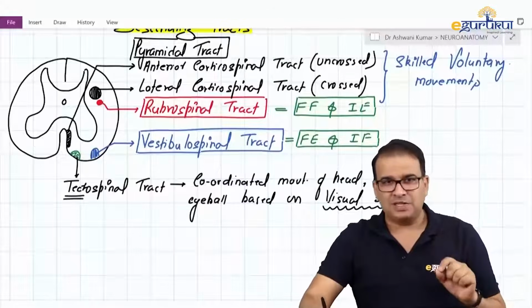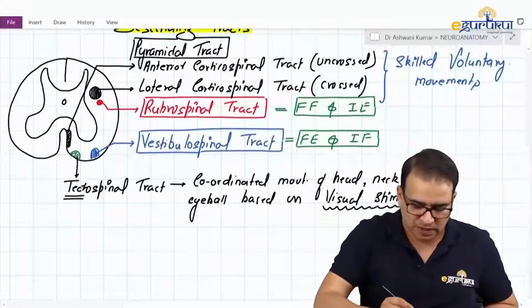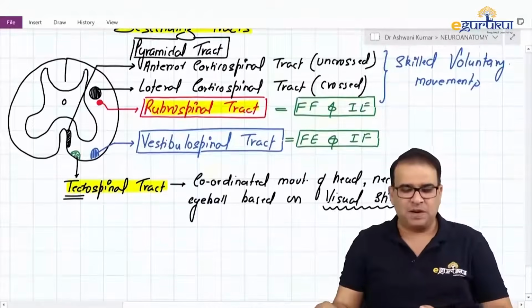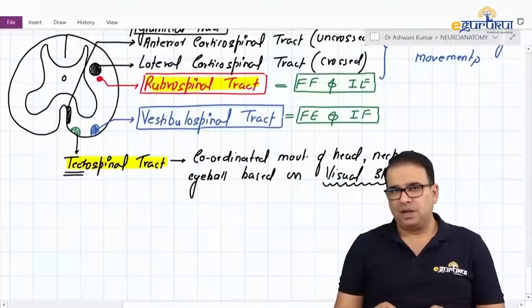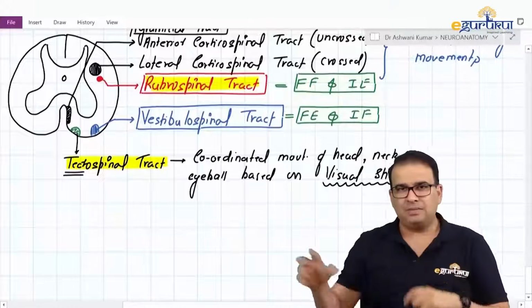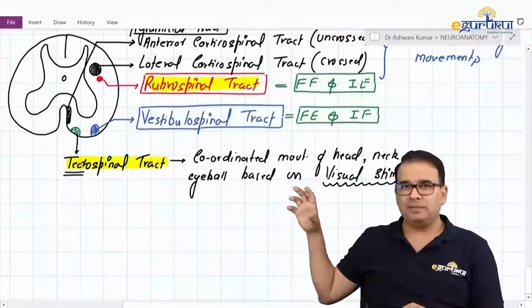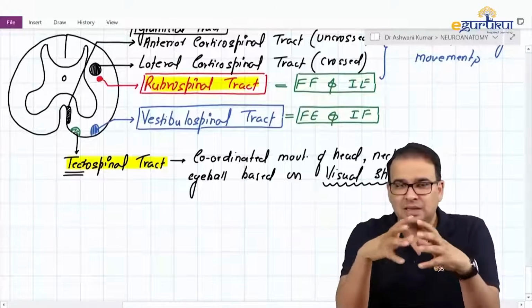Now there is a comparison that I want to do before we go to the pyramidal tract, and that comparison is between the rubrospinal and tectospinal tracts. You will say, what comparison is that? One is coming from the red nucleus, the other from the midbrain. How can we compare them? Their functions are also not comparable. No, it's not about the function. It's about their morphology, their topography, where they are present.